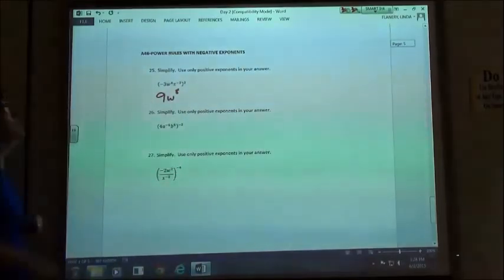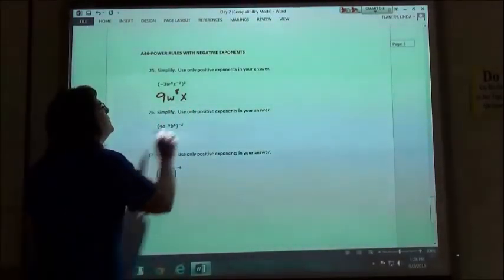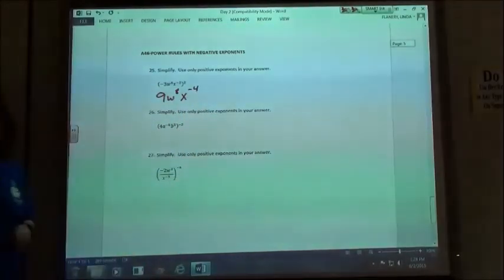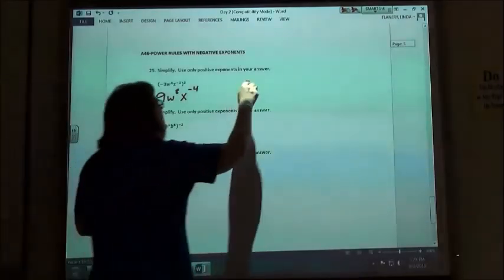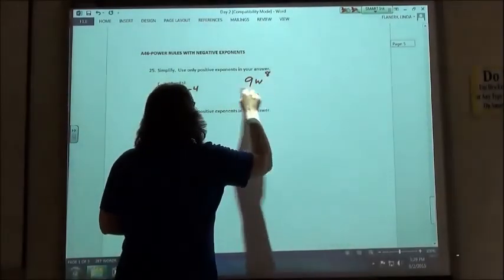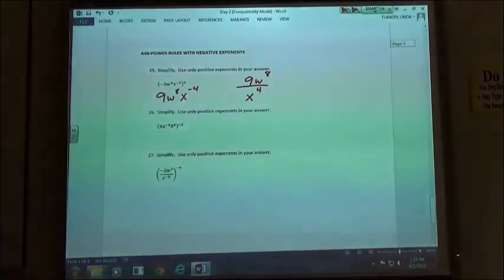And x to the negative 2 squared would be x to the negative 4. And we've got to get rid of that negative exponent, so we'll flip that down to the bottom. So 9w to the 8th over x to the positive 4 will be my answer.